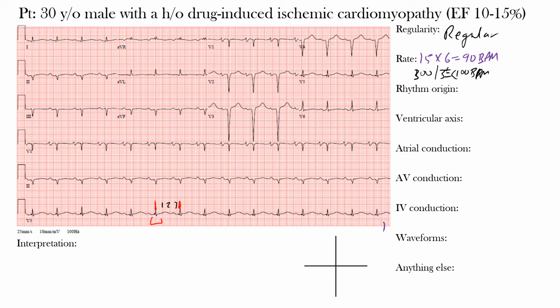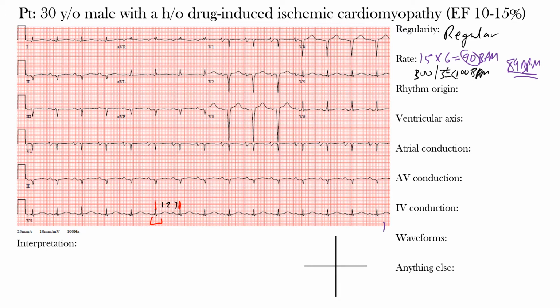Now the actual rate in this case that the machine got was 89 beats per minute, so close to what we got here at 90. So that's our rate. Now we have to look at the rhythm origin. Well, we have narrow QRS complexes, so it must be supraventricular in origin, that is originating from above the ventricles. We can also make out clear, defined, similar shaped P waves in each lead. So we have to check if we're dealing with sinus rhythm. So let's see if we have that.